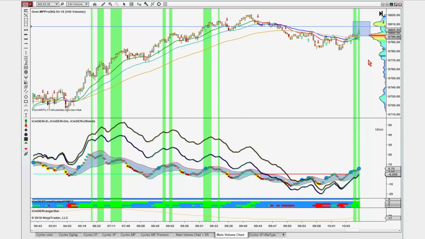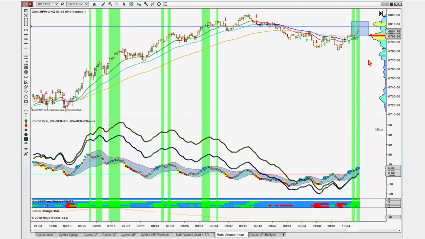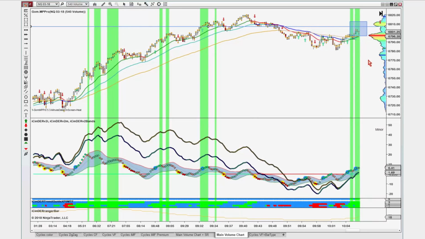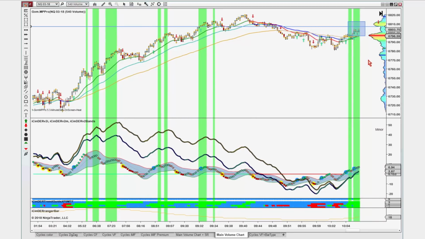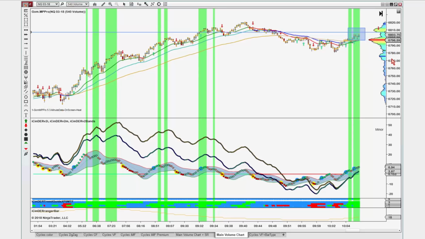Okay, I get another strong signal. Pull back. Okay, it's going back. The point of control is acting as support. Let's go and do this too.